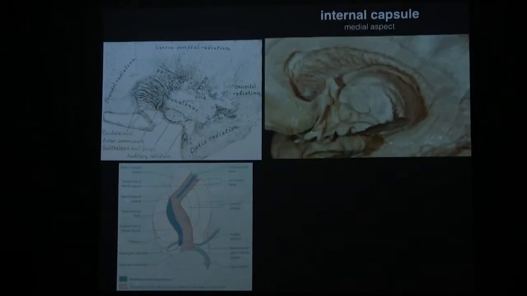From the medial aspect, the internal capsule has the so-called thalamic radiations. In blue, we have a representation of the ascending fibers of the internal capsule, which go from the thalamus to some cortical areas, mainly through the anterior thalamic radiation to the prefrontal and cingulate cortices, and the superior thalamic radiations going up to the postcentral region, and finally the auditory and optic radiations, which are a part of these thalamic peduncles.